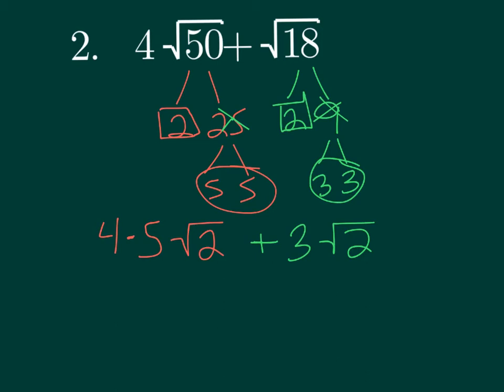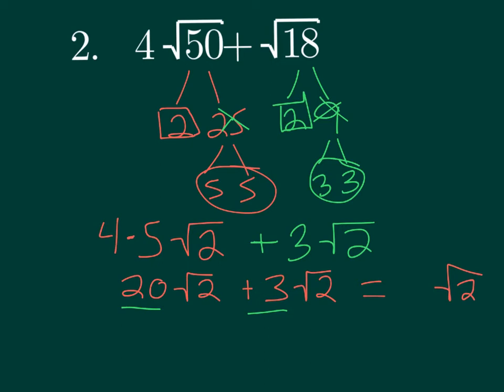All right, notice. Well, actually, let me simplify first. That's 20 square root of 2. All right, notice that they're the same square root now. So we can add this problem together. Once again, the square root stays the same. We're going to add 20 and 3 to get 23. And that's our final answer, 23 square root of 2.